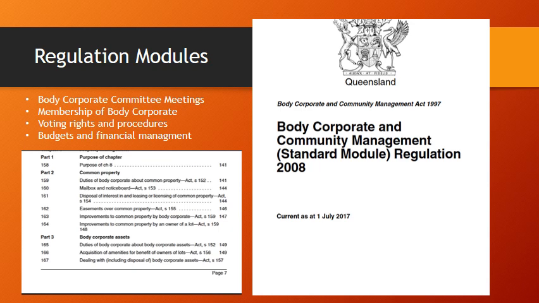There's also a couple of different regulation modules, which you don't need to know too much detail about. You just need to know that they exist. And there's a few sections within those modules. Basically, you know what regulations are. They set out a lot more detail than what the Acts provide. So if we're looking at a standard community title scheme, it would probably be relevant to look at the standard regulation module. That one is the one that's used in the textbook.